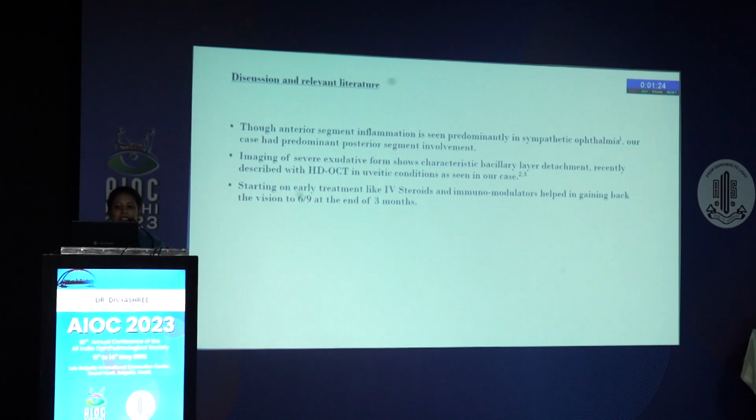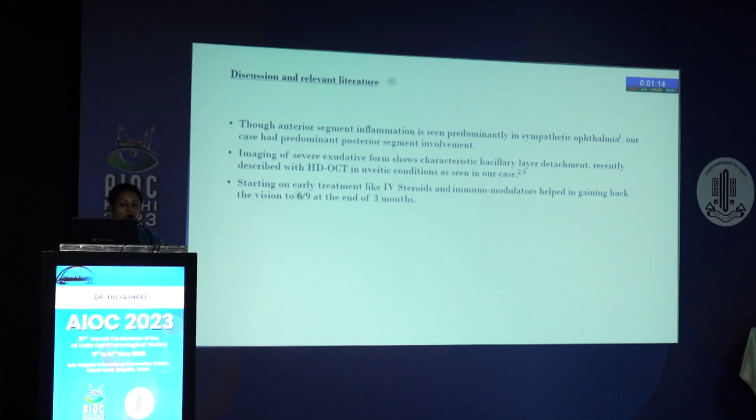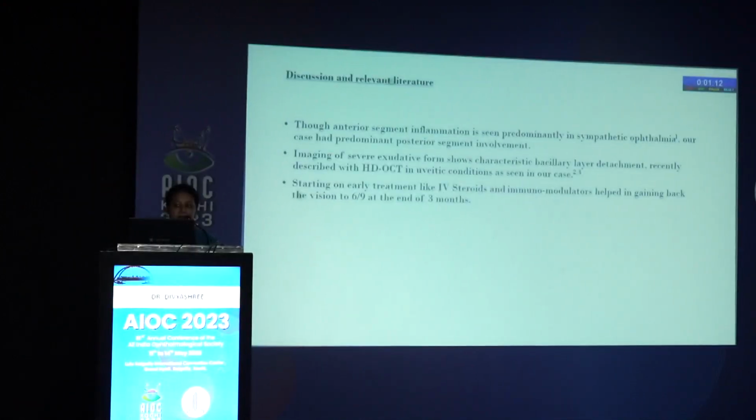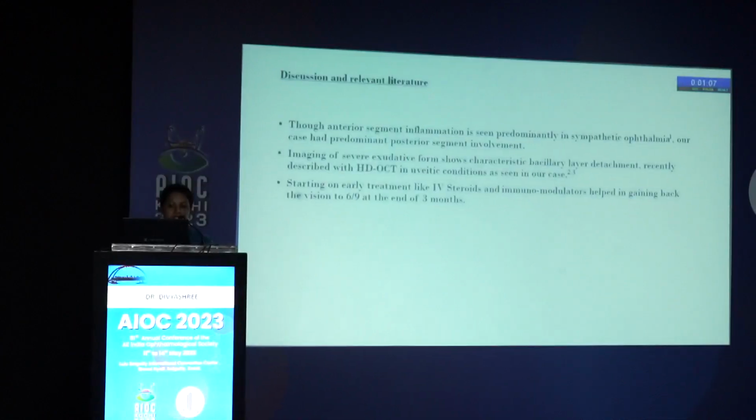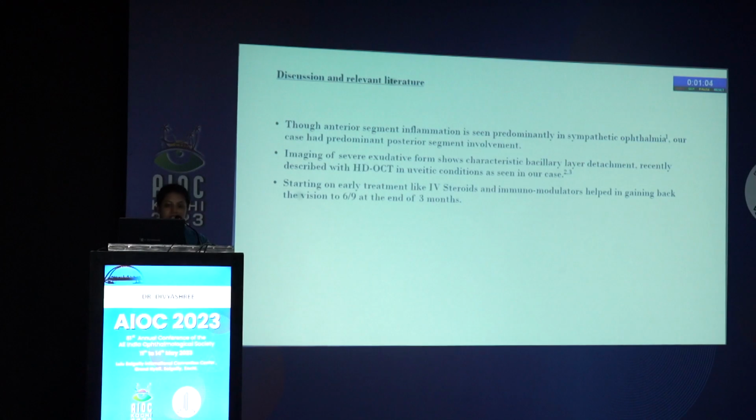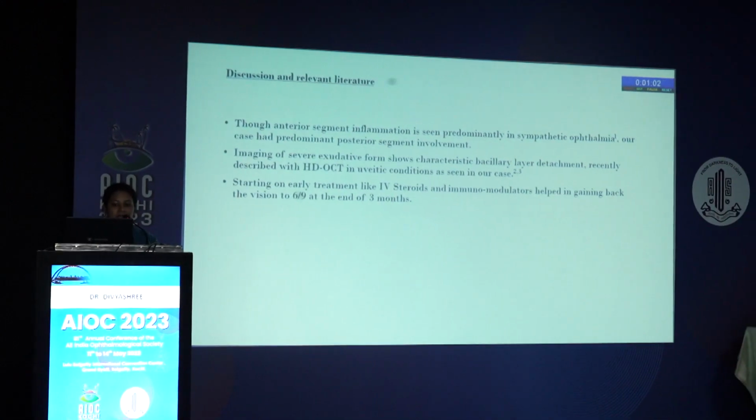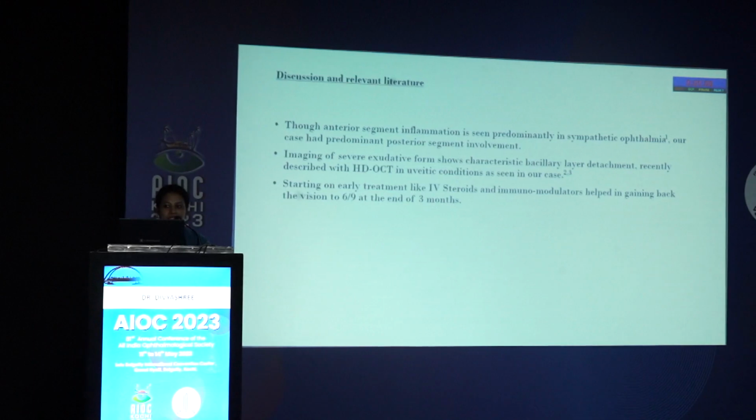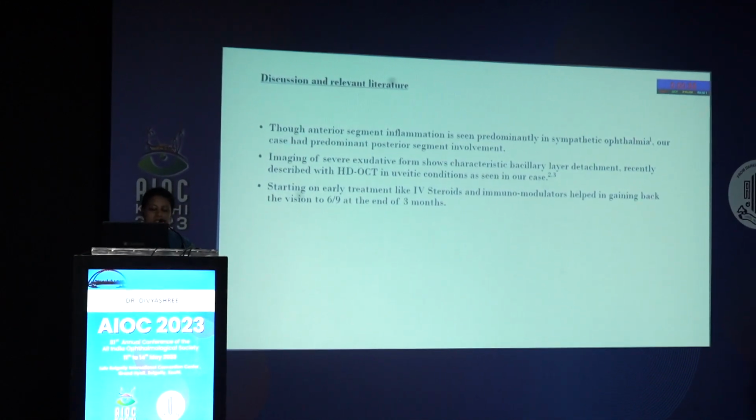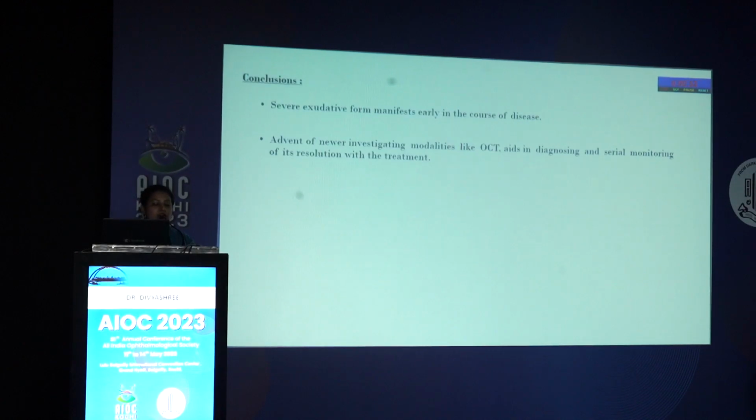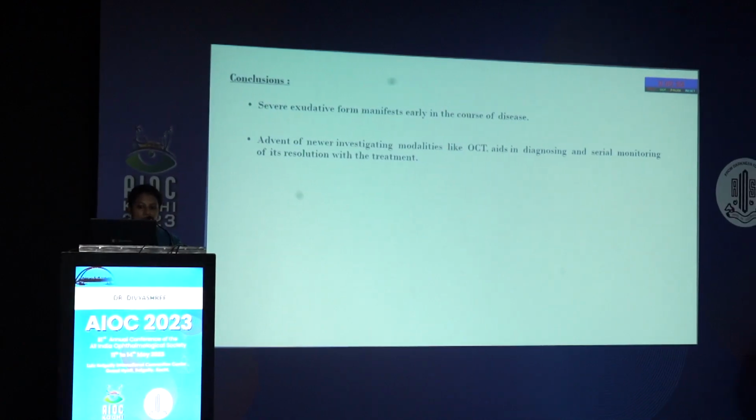Discussion: though anterior chamber and anterior segment inflammation is seen predominantly in sympathetic ophthalmia, our case had predominant posterior segment involvement, and imaging of severe exudation shows characteristic bacillary layer detachment, which has recently been described with HD OCT in uveitic conditions, as seen in our case. Starting early treatment like IV steroids and immunomodulators helps in gaining back the vision to 6/9 at the end of 3 months. Conclusions: severe exudative form manifests early in the course of disease.